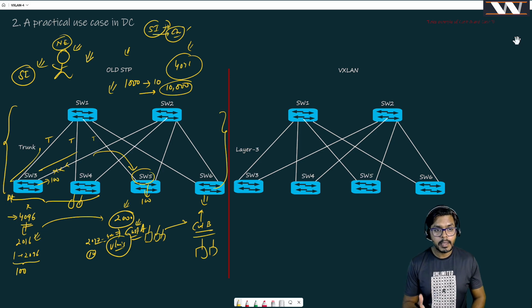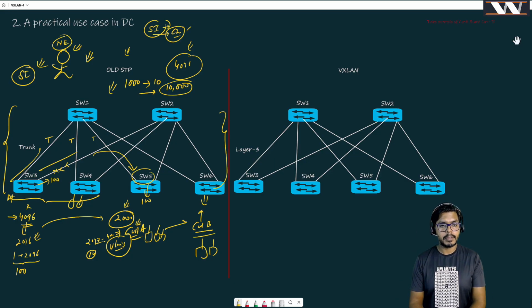And that is the main problem. That is one of the problems, right? With old data centers, they are not scalable. They are not scalable with respect to current needs, because right now in today's environment, a particular data center can be used by many customers. If that is the case, 4096 VLANs are not enough, right?